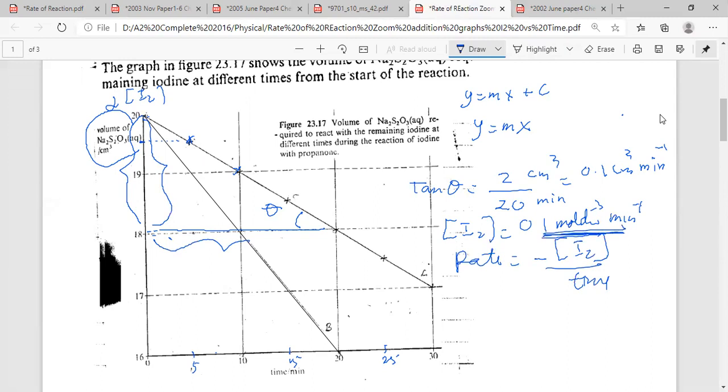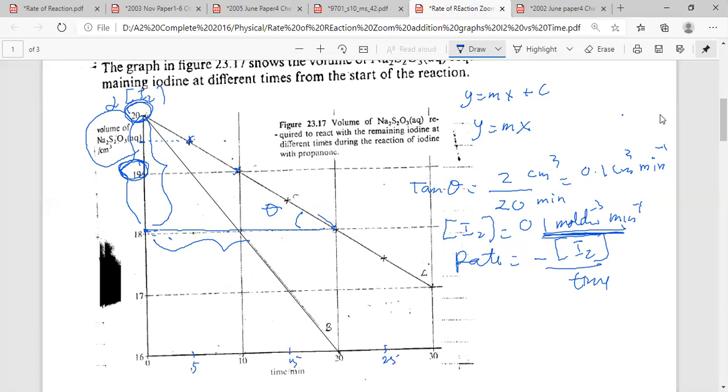That means, did the rate change or not? Now this is called your initial concentration. At zero, this will be the concentration of iodine, 20. Of course, it's in volume here. So for the highest concentration here, what's the rate? 0.1. After 10 minutes, what's the concentration of iodine? 19. What's the rate? Also 0.1. After 18 minutes, right at this point here, what is the rate? Same, because it's a straight line. So the rate did not change.